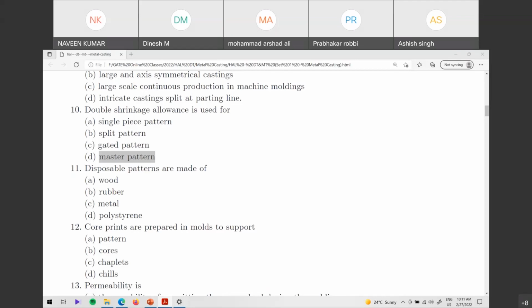Okay. Yes. Excellent. It's a simple question. Obviously wood is not disposable. Disposable in the sense that these polystyrene patterns are very low density, basically plastics. You can pour liquid metal directly onto the pattern itself, and then it will be disposed. You can't even see it. It will evaporate. Okay. Answer is B.